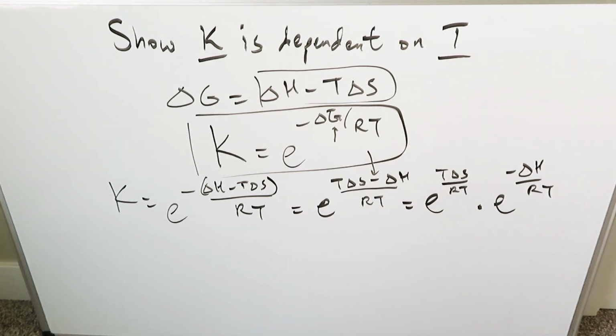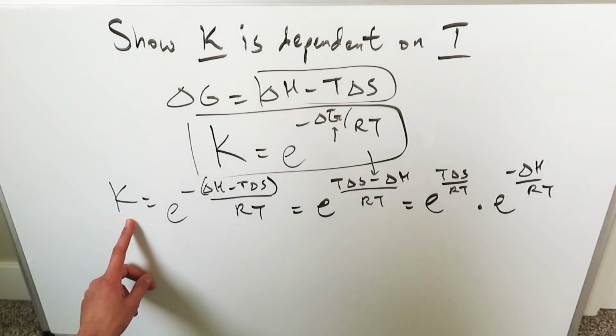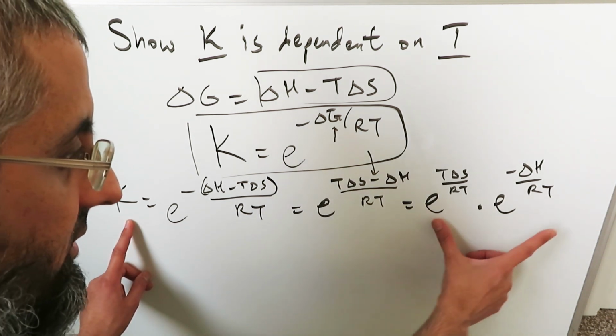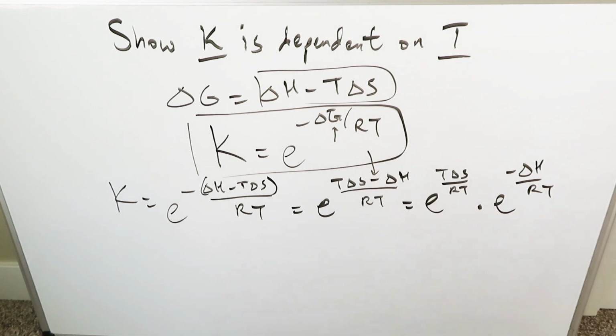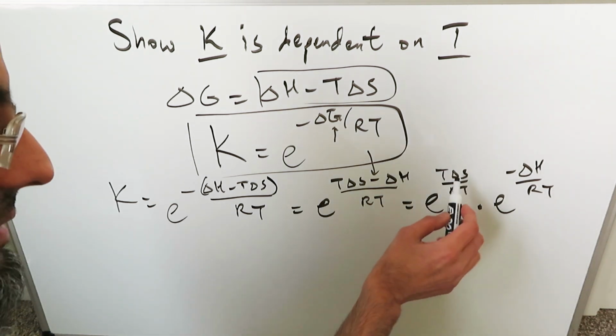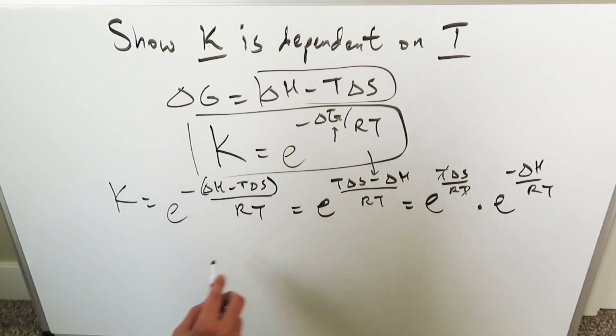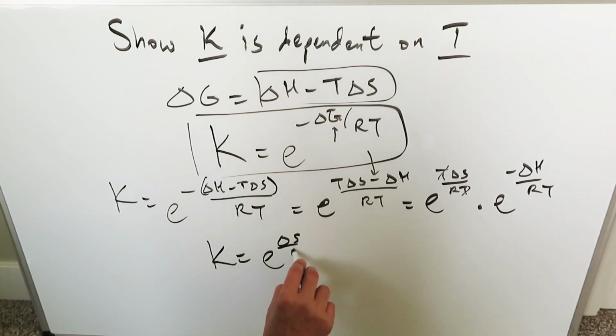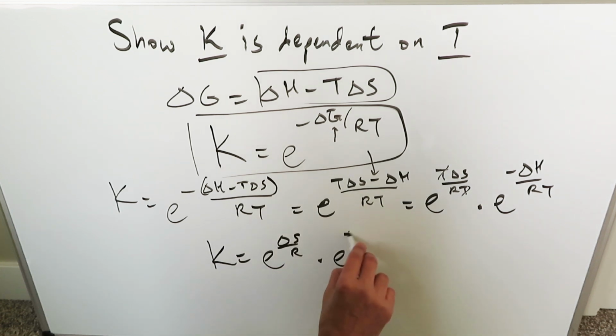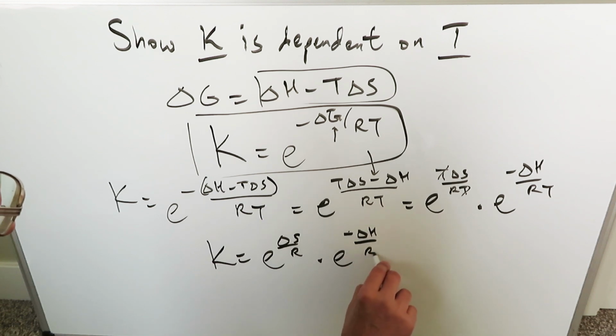Now that we've done this change and manipulation, you can see your K value, your equilibrium constant, is equal to this right here: e to the power of T delta S over RT times e to the power of minus delta H over RT. You can even further simplify it. The T's cancel out. You can say here at the end, K is equal to e to the power of delta S over R times e to the power of minus delta H over RT.